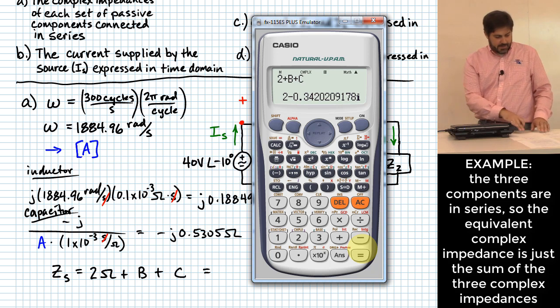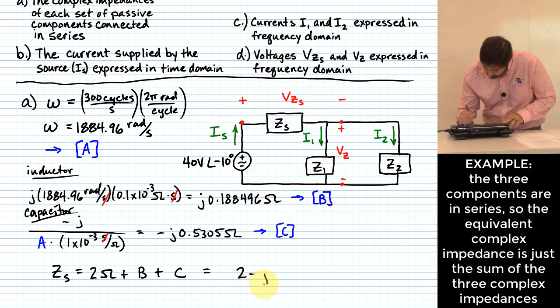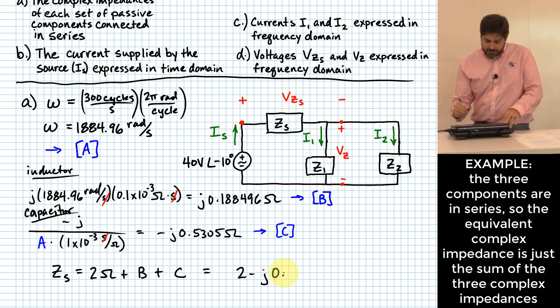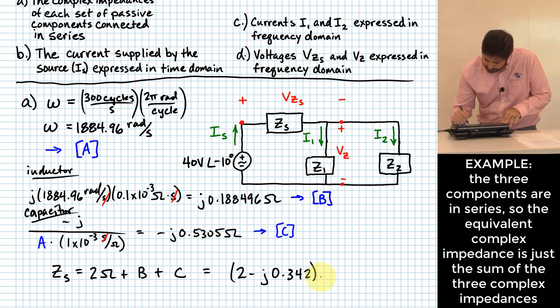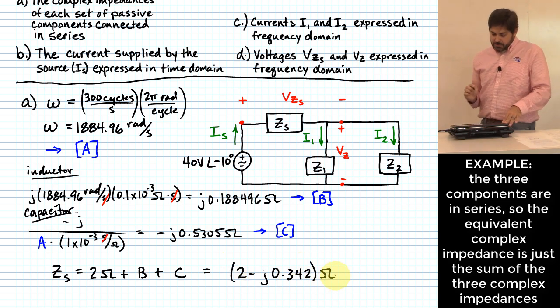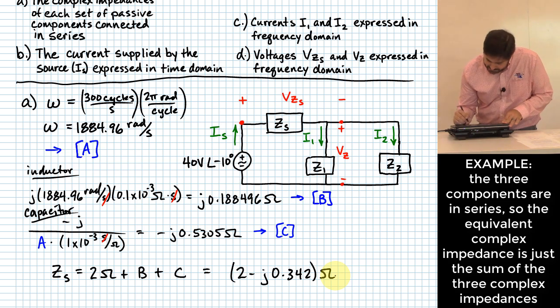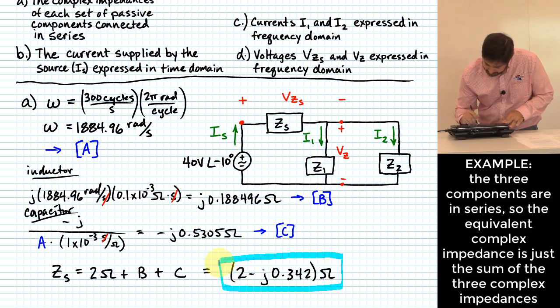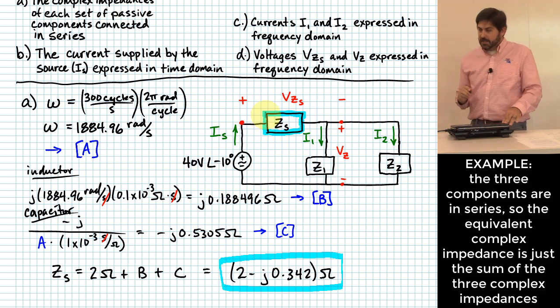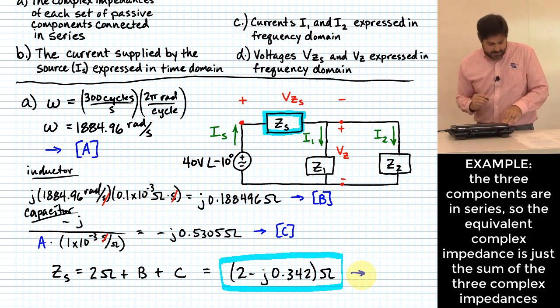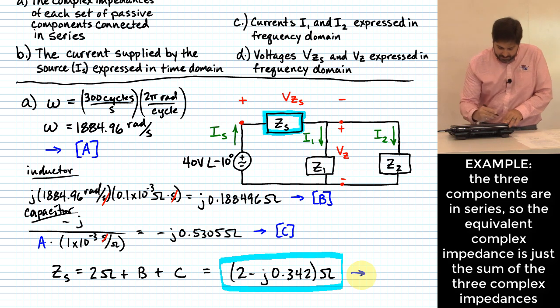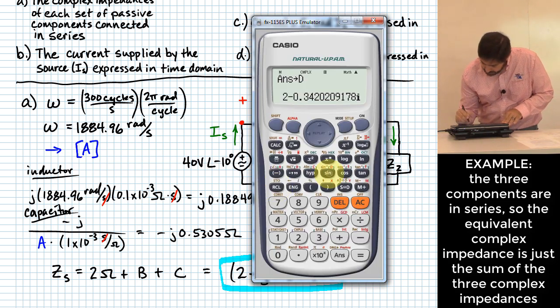All right? And that ends up giving me 2 minus 0.342 J, or I should say that in our standard notation. A lot of times what I will do is put the ohms after an expression like this, and that is ZS. Just to make this clear, I'm going to put a colored box around this and say that is the complex impedance for that little element that we've converted up there. Okay? Do you think I might need this later? Yeah, I think there's a pretty decent chance I'm going to need that later, so I'm going to store it into variable D.